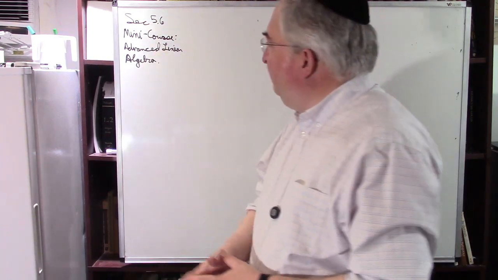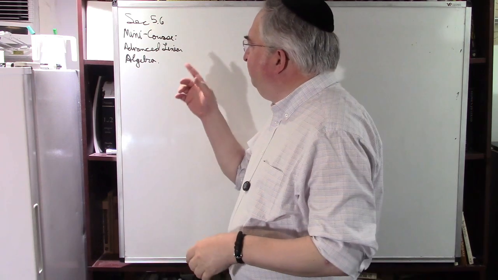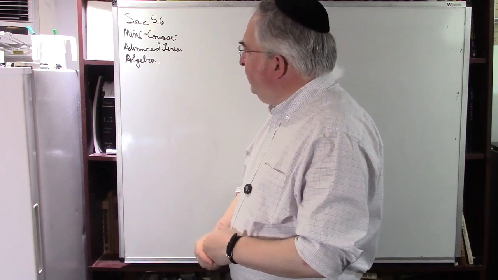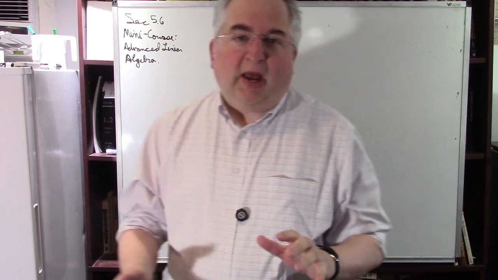We're up to section 5.6, which is the end of chapter 5. So in chapter 5, we learned all about monoidal categories. And this is a mini course on advanced linear algebra. We had a mini course already on just basic linear algebra, and now a little advanced. Now, linear algebra is a beautiful field.